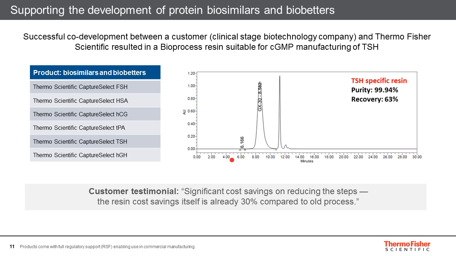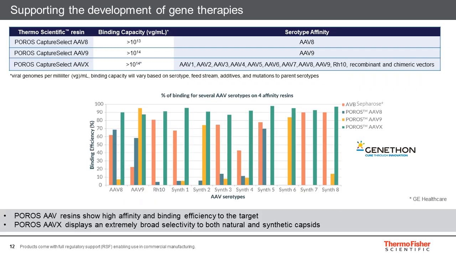For example, this is an example with a customer where we've developed an affinity resin for TSA, so a hormone, which nicely in a single step gives a very high purity and a very high recovery for a pretty complex recombinant protein. Besides TSA, we as well developed products for FSA, HSA, so human albumin for fusion proteins, HCG, TPA, TSA, and human growth hormone.